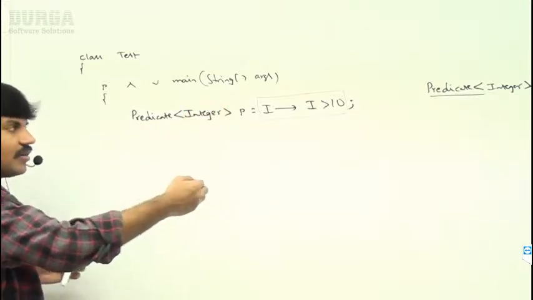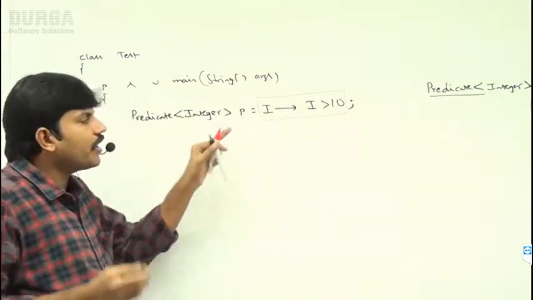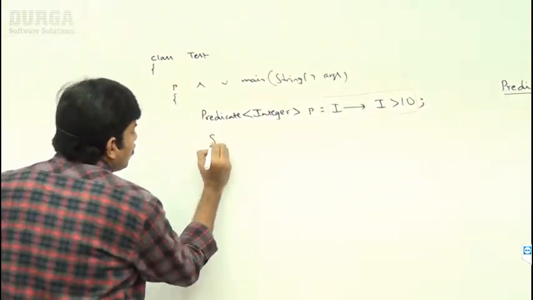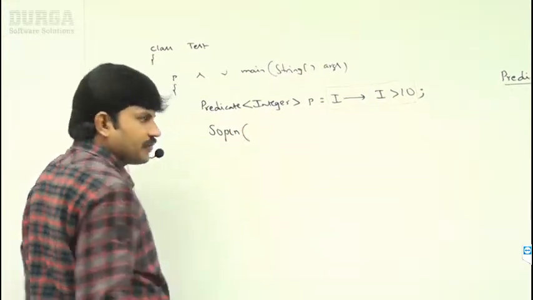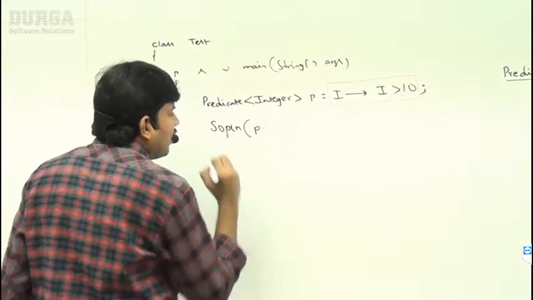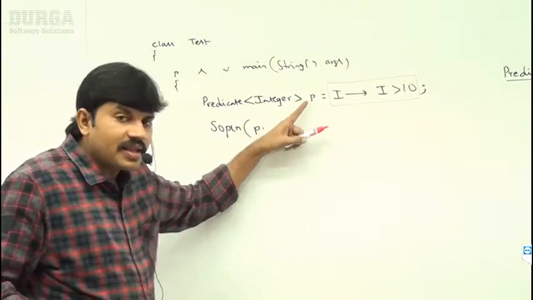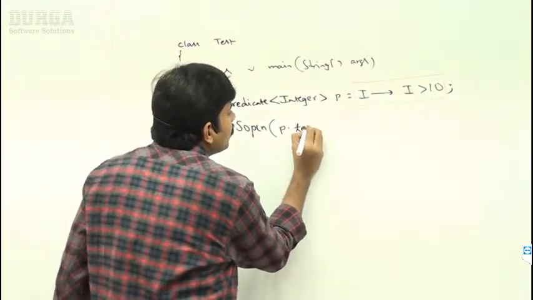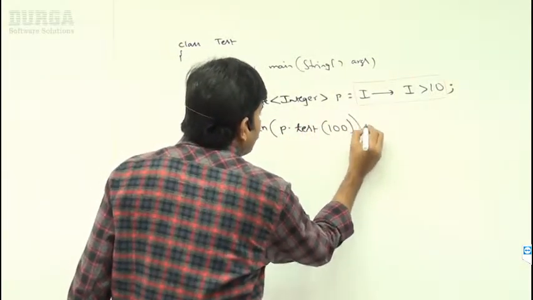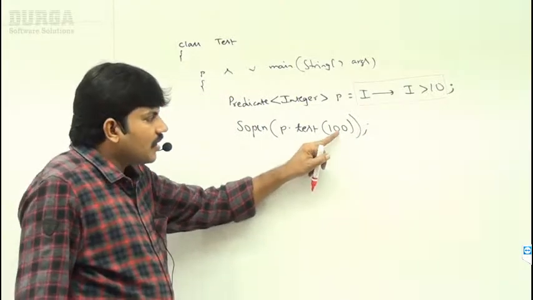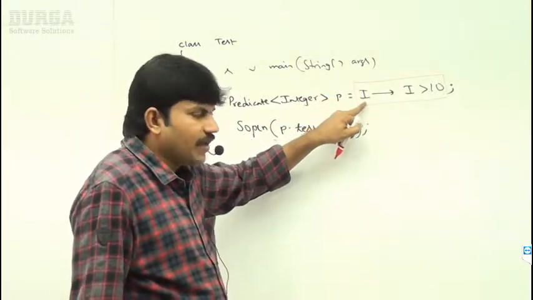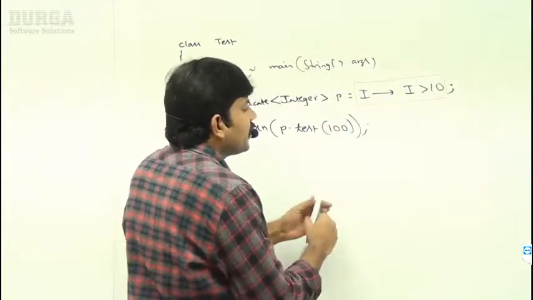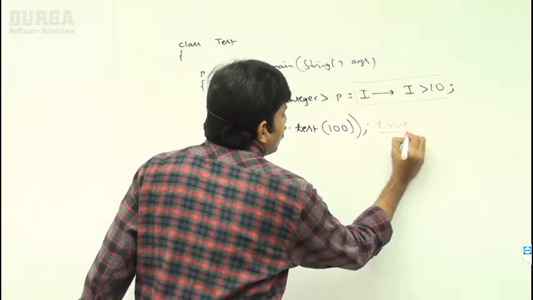Now I want to use this predicate to check whether my given number is greater than 10 or not. How can I do that? System.out.println, SOP of p dot, sir, predicate contains which method? Test method. p.test(100) I'm taking. Now this 100 is the I value. Is 100 greater than 10 or not? Yes, that's why the answer by default we are going to get is true.